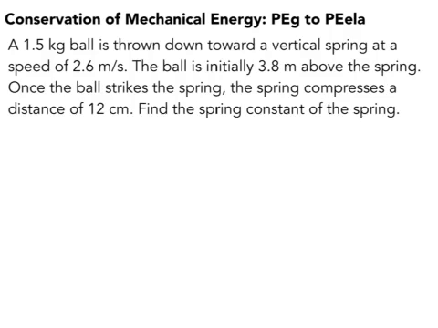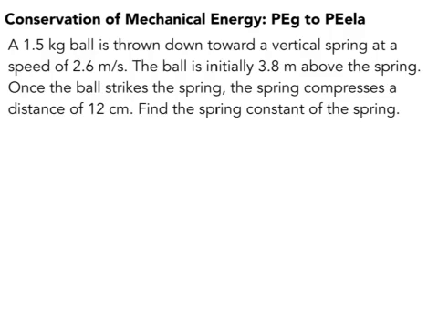It says that we have a 1.5 kilogram ball, which is thrown down toward a vertical spring at a speed of 2.6 meters per second. The ball is initially 3.8 meters above the spring. Once the ball strikes, the spring compresses a distance of 12 centimeters. Find the spring constant of the spring.